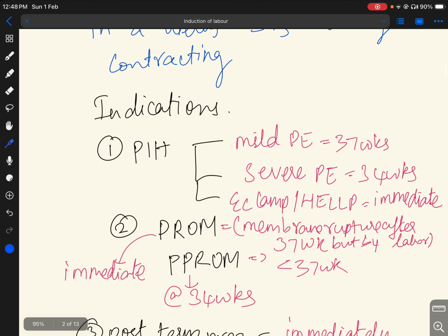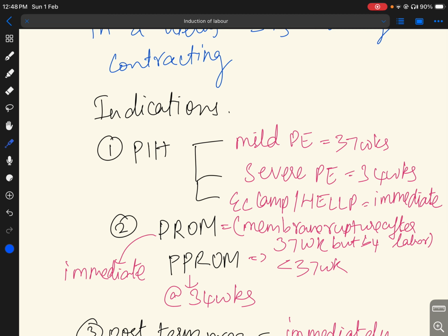What are the indications? Pregnancy induced hypertension. Mild preeclampsia will be done at 37 weeks. Severe preeclampsia will be done at 34 weeks. In case of eclampsia and HELLP syndrome, we'll be doing it immediately.